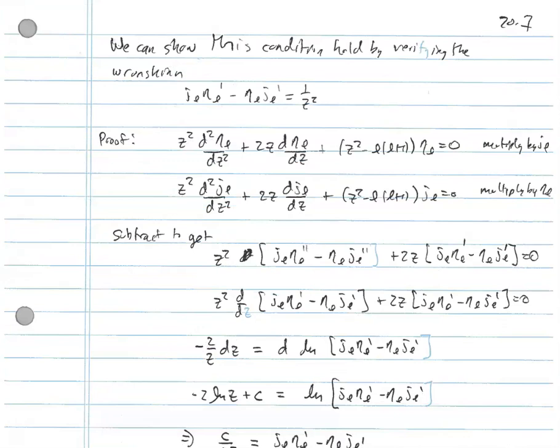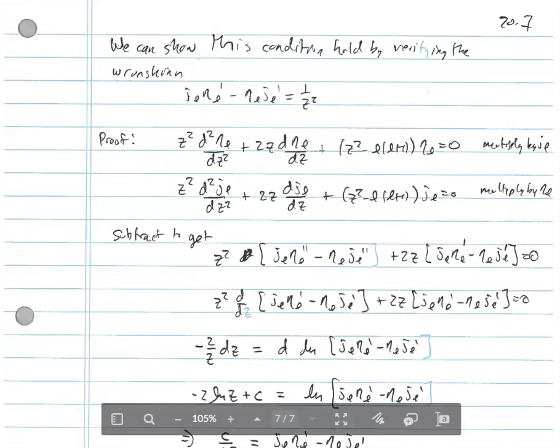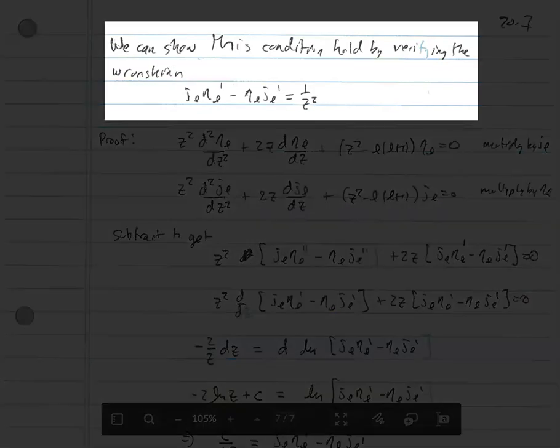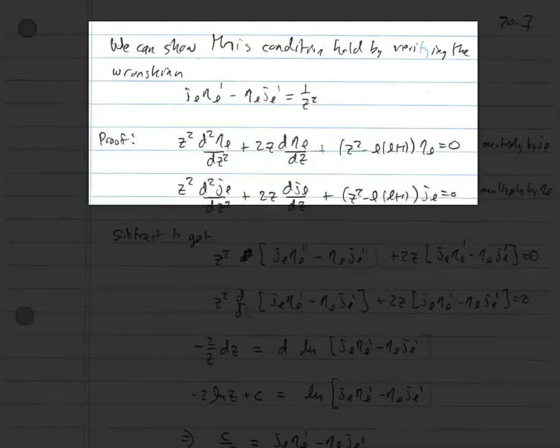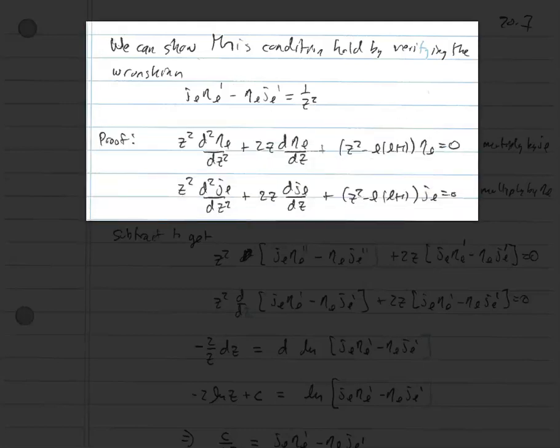Okay, so that's what we're going to do now. And we first want to look at the fact that j_L n_L' minus n_L j_L' is actually something called a Wronskian. And the Wronskian of these spherical Bessel functions turns out to equal 1 over z squared. So I want to verify that for you. So first I'm going to write out what the Bessel equation is in a form that's a little bit different from the form that we were using for solving the wave functions.